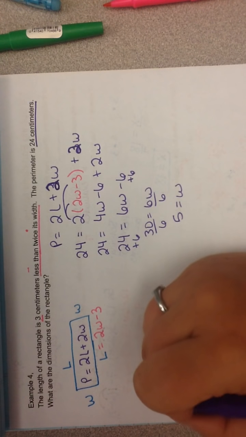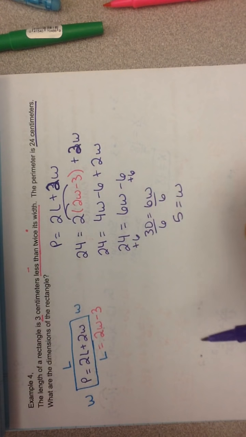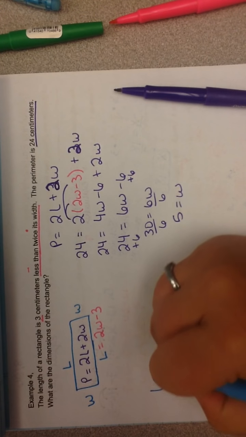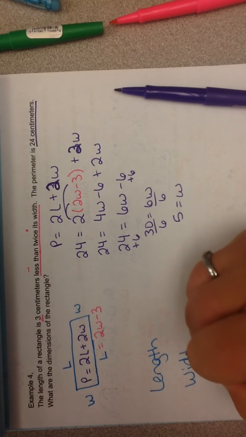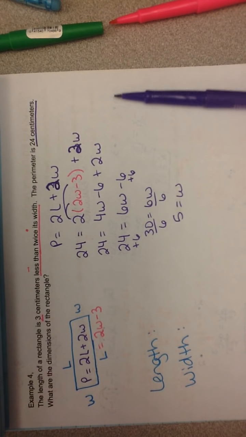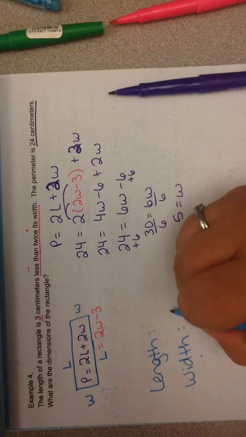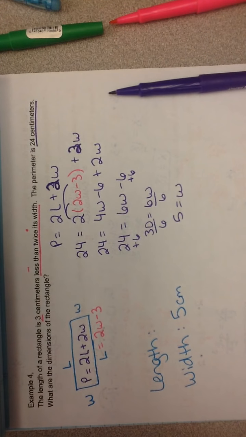Okay, so we know that the perimeter is 24, and our question is what are the dimensions of the rectangle? So I need to know what my length is, and I need to know what my width is. So which one did I just find? Well, that's why I used W for width and L for length, and I should have told you that at the beginning, because the first thing you do in a word problem is tell what your variables mean. So 5 is my width. 5 what? So go back into the problem and see that it is centimeters.